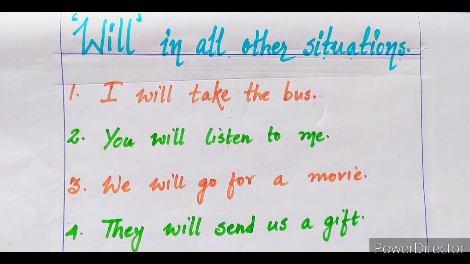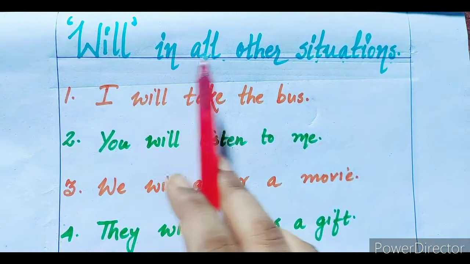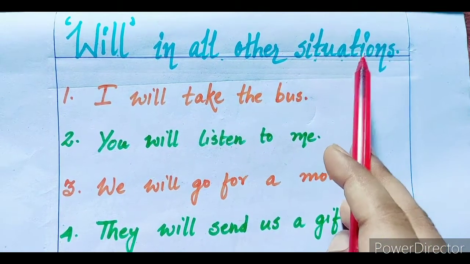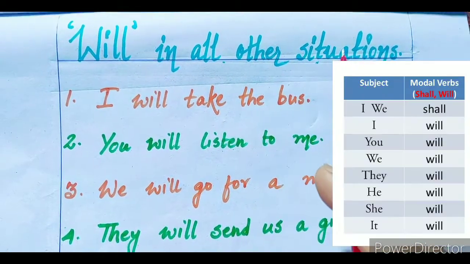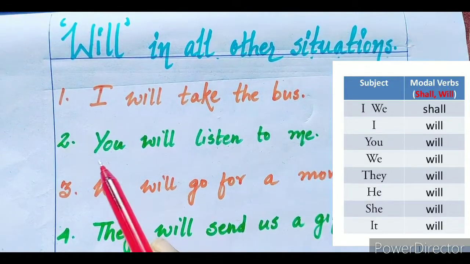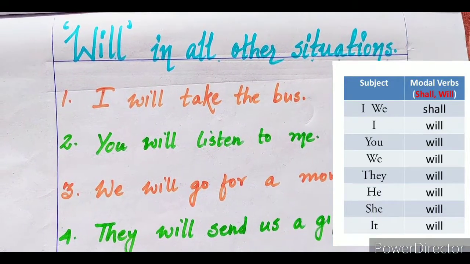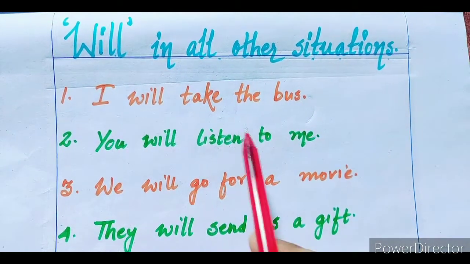So children, let us see where are we supposed to use will. Okay, so will can be used in all the situations. That means it can be used with all the subjects, being it the first person singular or plural or the second person singular or plural or the third person plurals or singular. Okay, now let us see some examples.